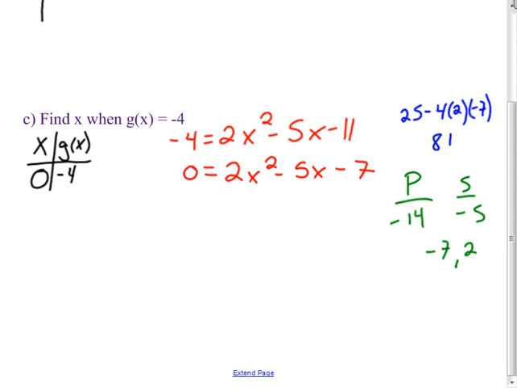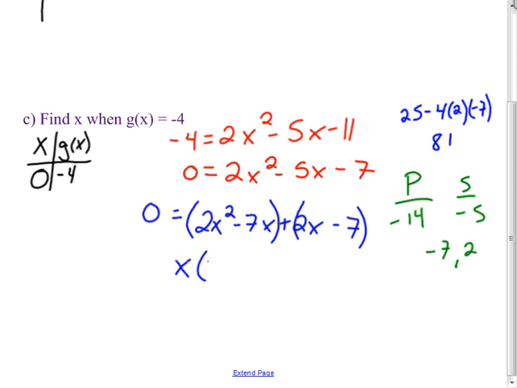My leading coefficient is not 1, so I have to go through and split the middle term or do the box method. So 2x squared minus 7x plus 2x minus 7. This, of course, equals 0. So go through, group, make sure there's a plus sign between there.